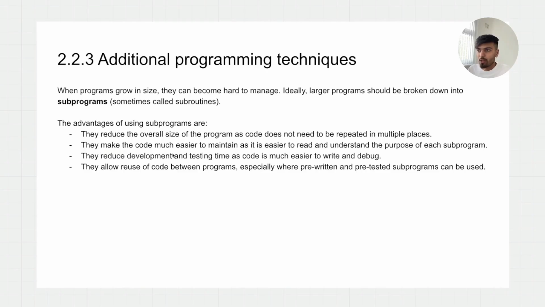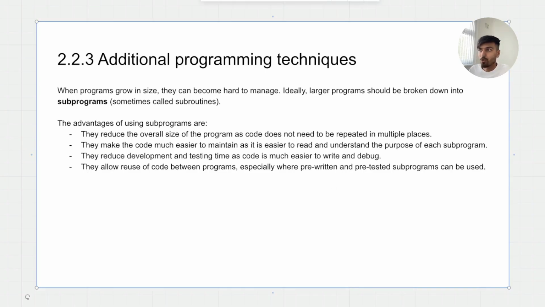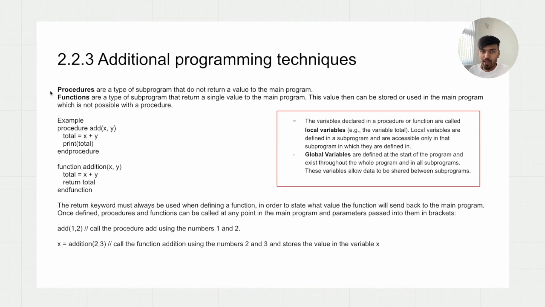They also make the code much easier to read and understand, and they improve the maintainability of a program. They reduce development and testing time because the function is going to be already tested, so it's easier to just copy that function any way you need because it's going to be bug-free. They also promote reusability, which is always a good thing. Procedures and functions are types of subprograms. Procedures do not return a value. Functions do return a value. This value can then be stored and used in the main program.